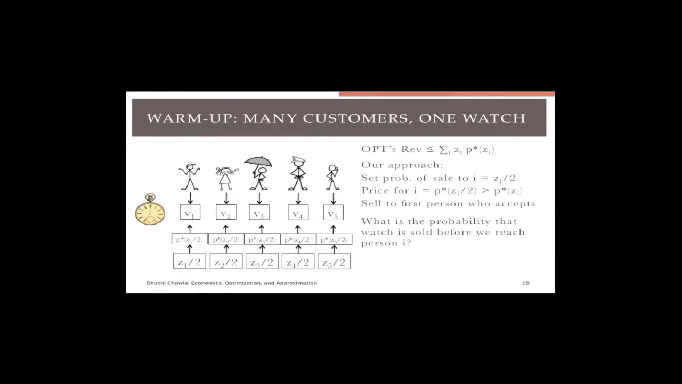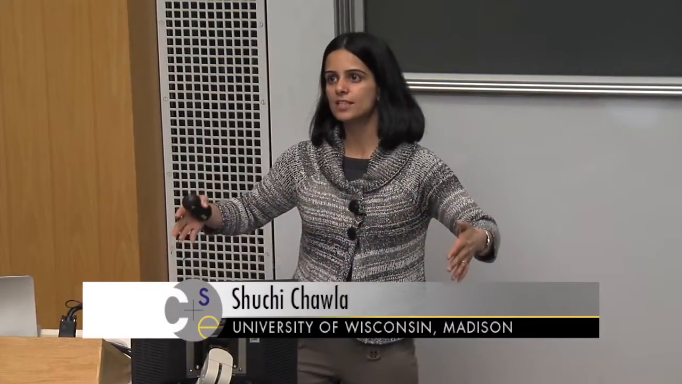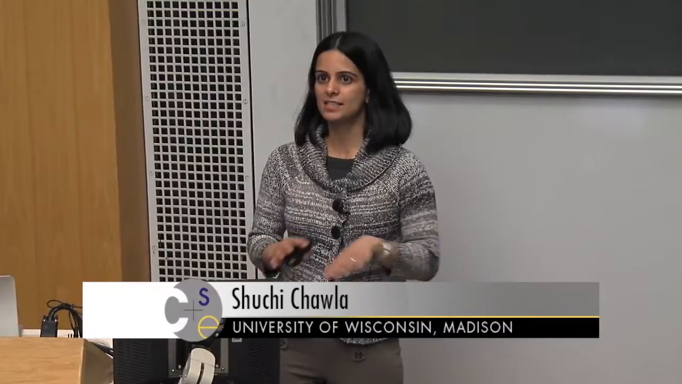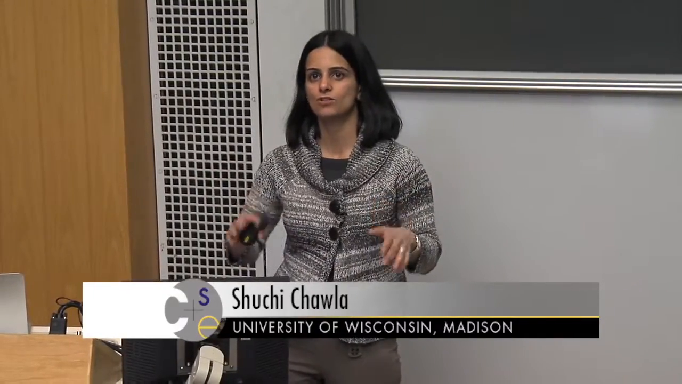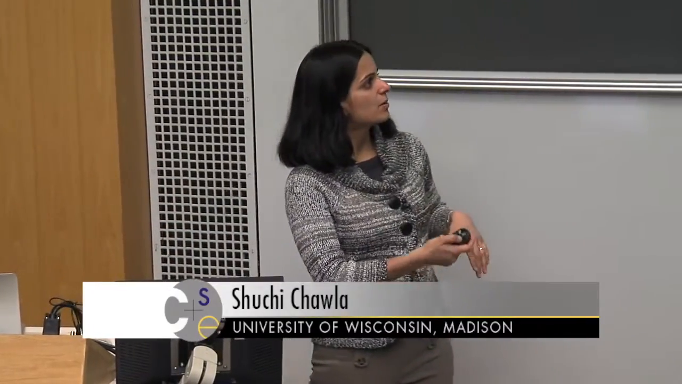Well, so that's the pricing up there again. So the important question to ask is, when person i shows up, what is the probability that we haven't yet sold the watch? Note that person 1 bought the watch with probability z1 over 2, person 2 bought the watch with probability z2 over 2, person 3 with probability z3 over 2, and so on. And if we sum all of these up to person i, that's the most probability with which we've already sold the watch. Okay? So what is that probability?